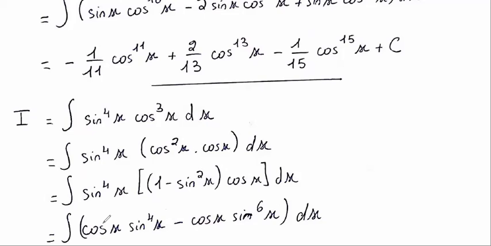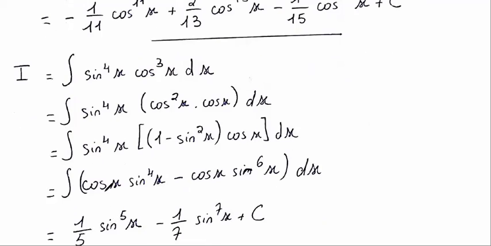Now I have cosine to the power 1 in these two integrals if I split it. So I integrate, first of all, cosine x sine to the power 4. I will get 1 over 5 sine to the power 5, and then minus 1 over 7 sine to the power 7 plus a constant c.